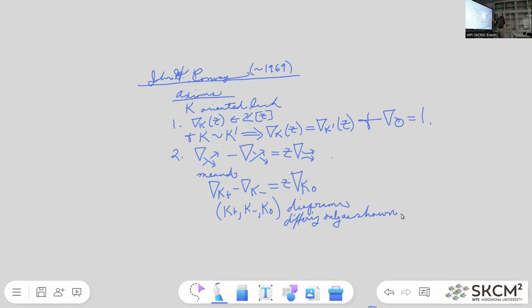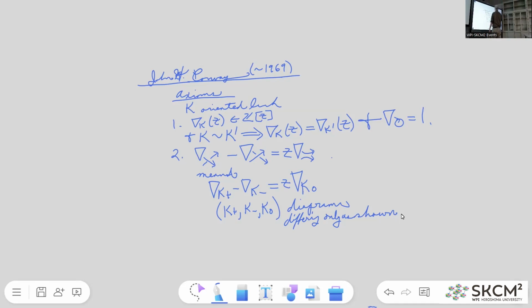So you could have three diagrams and they differ only as shown there. There's some crossing in this diagram, the K plus. And if you switch it, that's the K minus. You don't do anything else to the diagram, or you smooth it like that, and you don't do anything else to the diagram. And that triple of knots and links has a relationship among the polynomials like that. So it's similar to what we were doing with the bracket, where the bracket has an even simpler kind of relation, right?